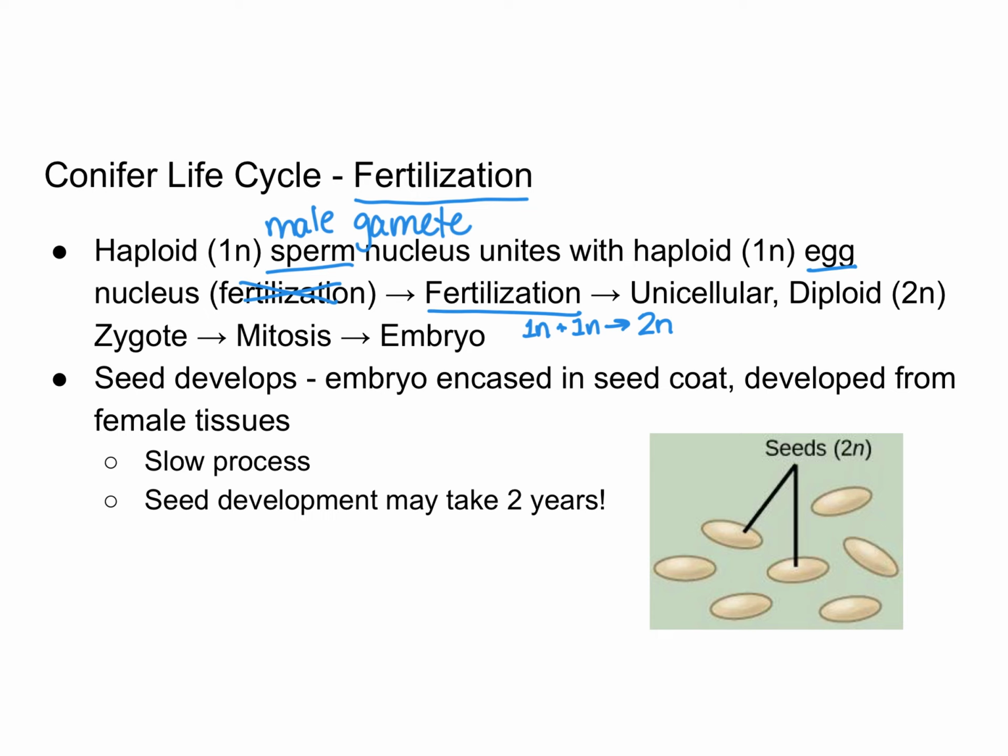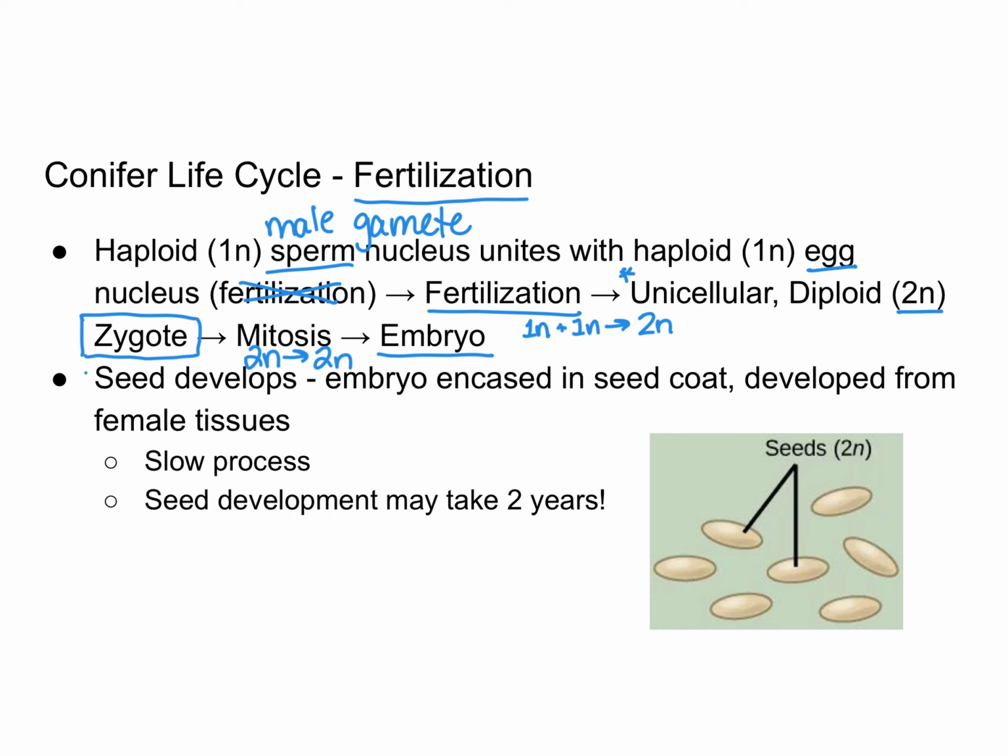So the fusion of egg and sperm produces a unicellular, so single-celled, diploid, so it's got those two sets of chromosomes, one from the sperm, one from the egg, and this forms a structure known as a zygote. So a single cell produced by fertilization is known as a zygote. That zygote is then going to go through mitosis, so those diploid cells are going to produce more diploid cells in order to form an embryo. And an embryo is basically a developing baby plant.